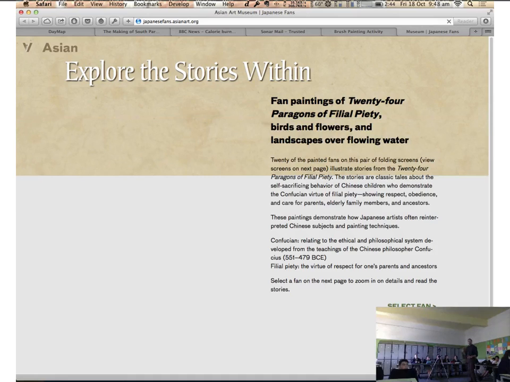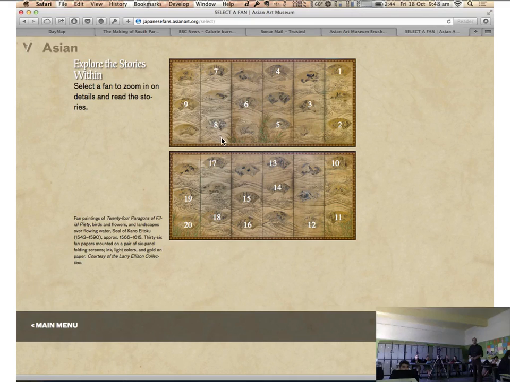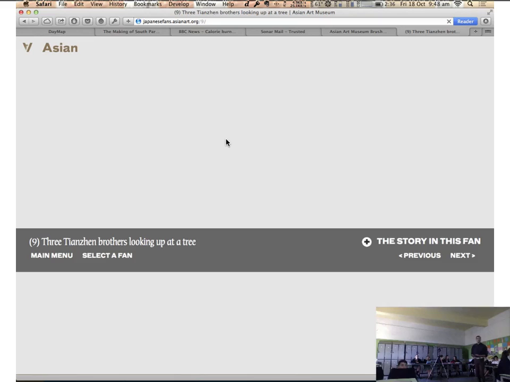So I'll show you a really quick example. So it talks about this artwork. Alright, so let's go into fan number 9. There's time to do one. There we go, number 9. And what you'll see is you'll see the image. Eventually. There we go. Here's an image.